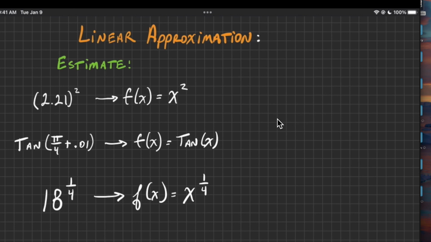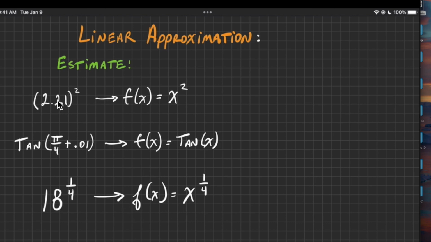The first thing you need to do is identify what function you're working with. What is your working function? So here, if you're asked to estimate 2.21 squared, your working function is f of x equals x squared. Here, the working function would be tangent of x. And finally, this would be x to the 1/4 power.